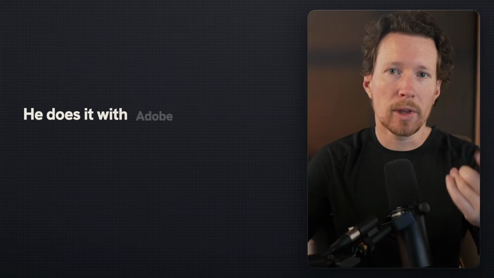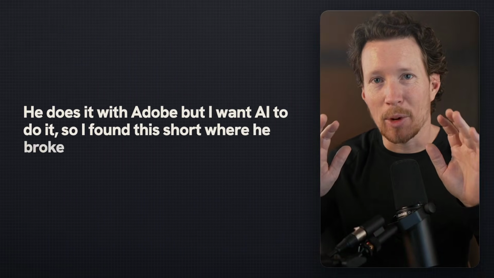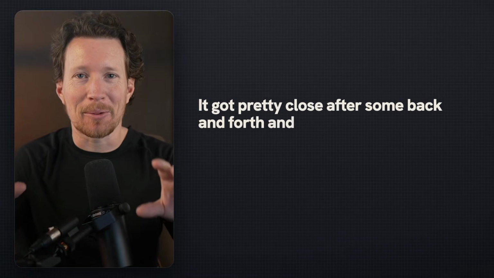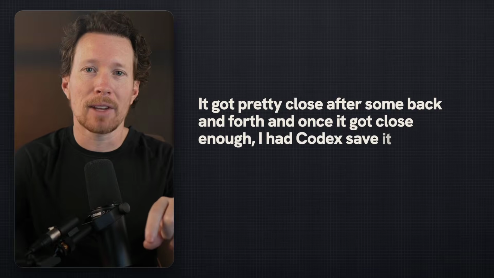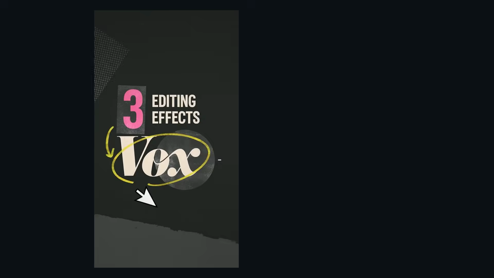I follow a guy on YouTube named Chris Moran, and he does an excellent job of breaking down how to edit videos in the Vox style. He does it with Adobe, but I want AI to do it, so I found this short where he broke down a Vox edit that has a short 3-point intro card. Then I took the link to that short, put it into Codex, and asked Codex to recreate it in Remotion. It got pretty close after some back and forth, and once it got close enough, I had Codex save it as a template so I could reuse it for other videos. Here's the original.